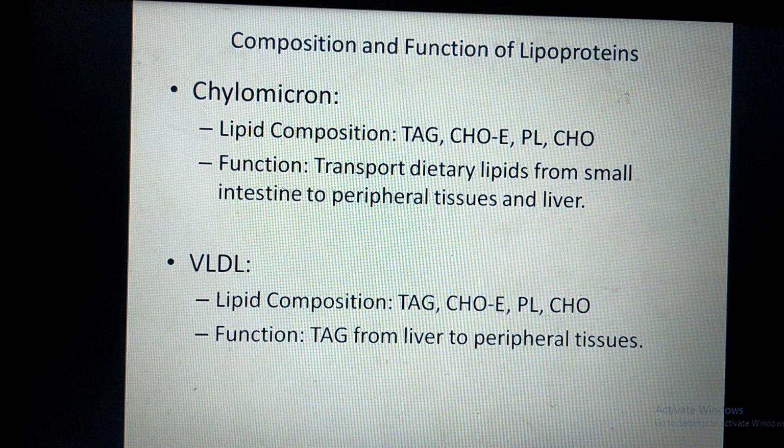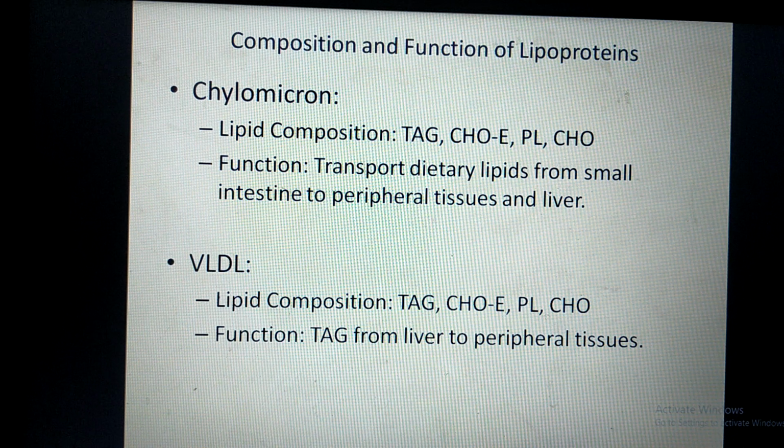First, chylomicron. The lipids present in the chylomicron are mainly triacylglycerol, cholesterol ester, phospholipid and free cholesterol. Now, functions of chylomicron. As all of us know, chylomicrons are synthesized in the intestine after a meal. So the function of chylomicron is to transport the absorbed dietary lipids from the small intestine to the peripheral tissues and liver.